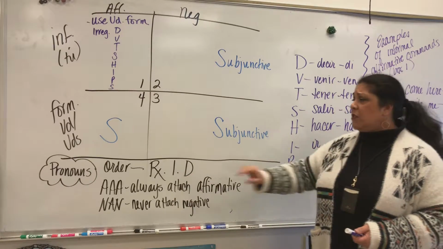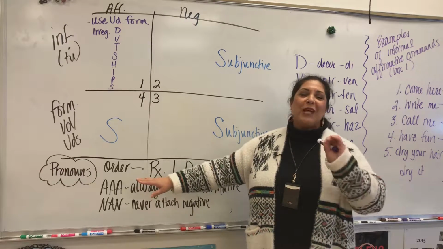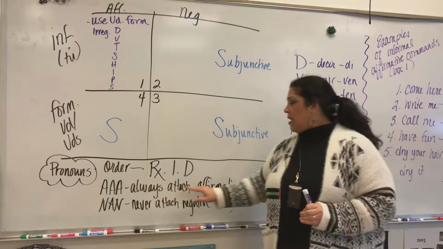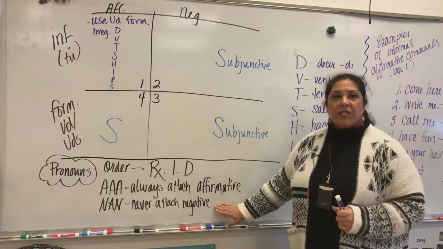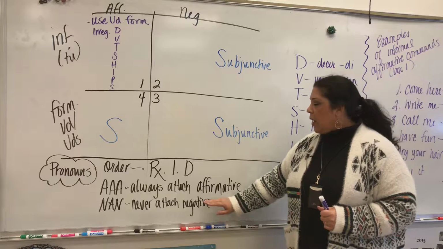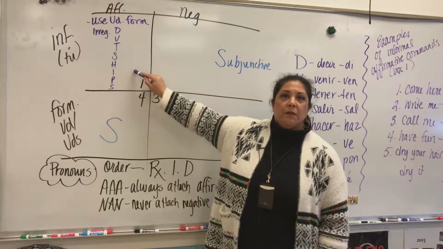With a command, if it's an affirmative command, meaning there's no "no" and you're not saying "don't," it's always attach affirmative if you have a pronoun. Negative, meaning you never attach. For now, we're only going to focus on the affirmative because that's what this square is.